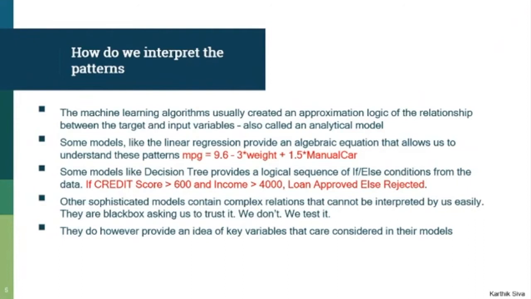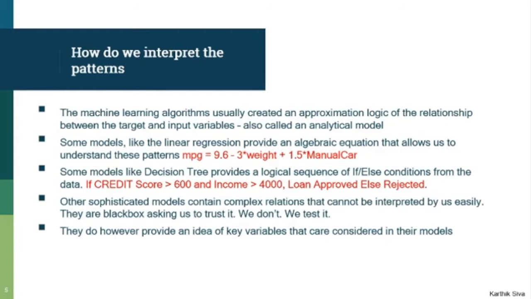So the next question is, how do you interpret these patterns? So we kind of understood different techniques are being used, but what does that mean? Usually the machine learning algorithms create something called an analytical model, which is a simple approximation logic of the relationship between the target and the input variables. I use the word approximation, the reason being it may not be accurate. It is trying to generalize the relationship between your target and input, knowing that no answers may be perfect.